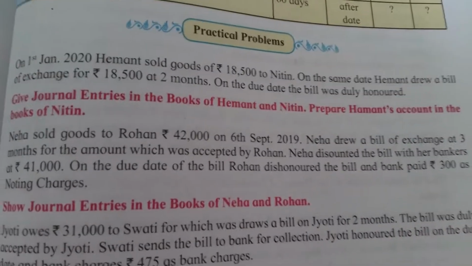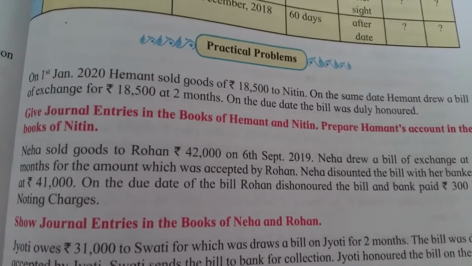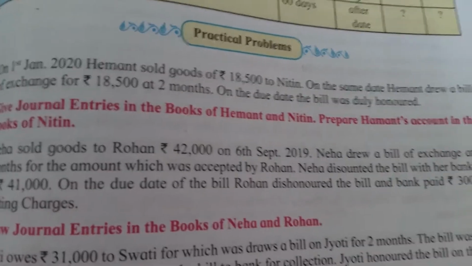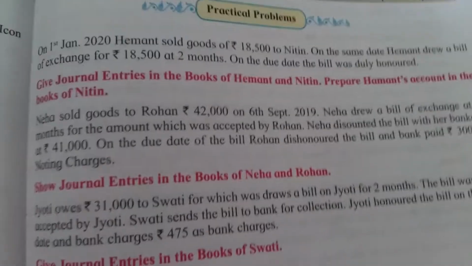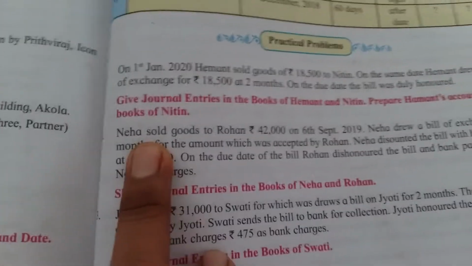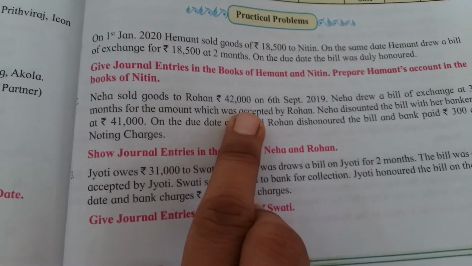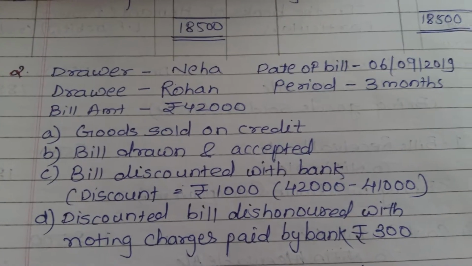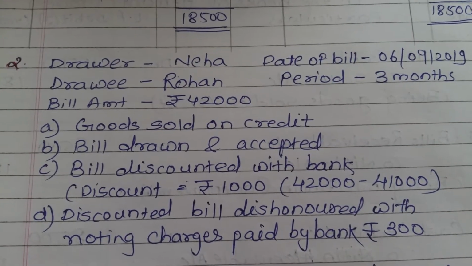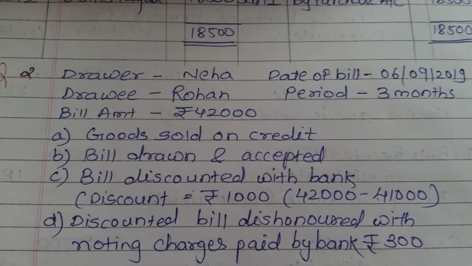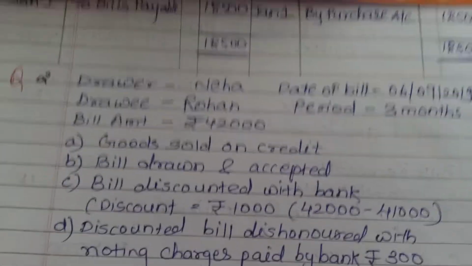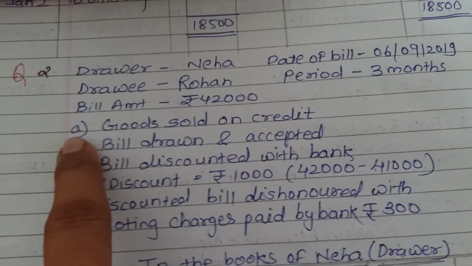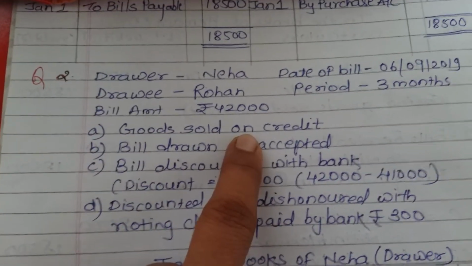So how will you solve this question? First write down the working note. Writing the working note is not necessary, but it will help you write the journal entries very easily, right? So how will you write the working note? See that. What have we first read? Neha sold goods to Rohan for 42,000 on 6 September 2019. First we will write who is the drawer? Neha. Who is the drawee? Rohan, right? And what is the goods sold amount? 42,000, right? On which date? 6 September 2019. And what is the first transaction? Goods sold on credit, right?